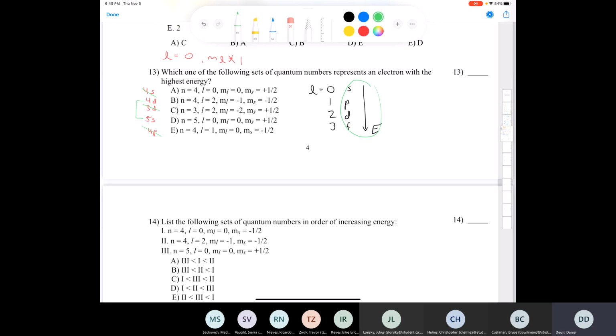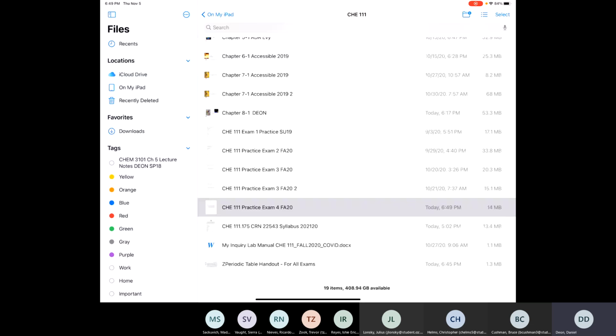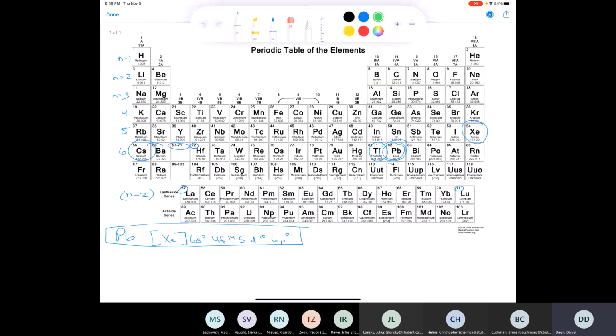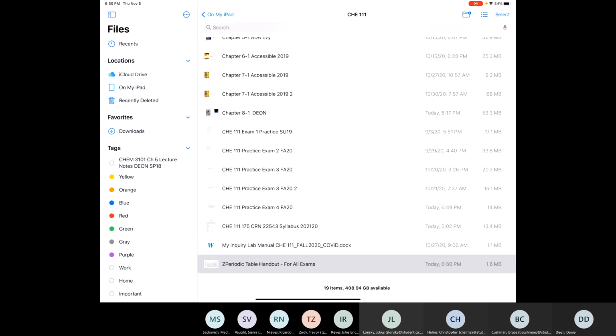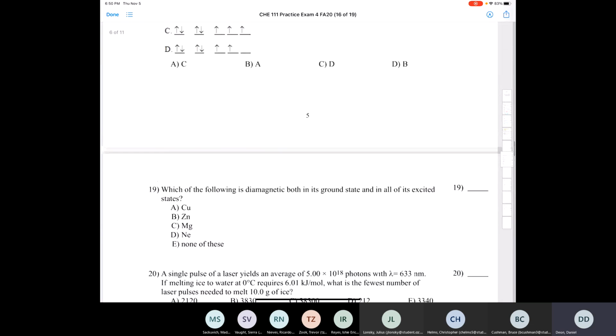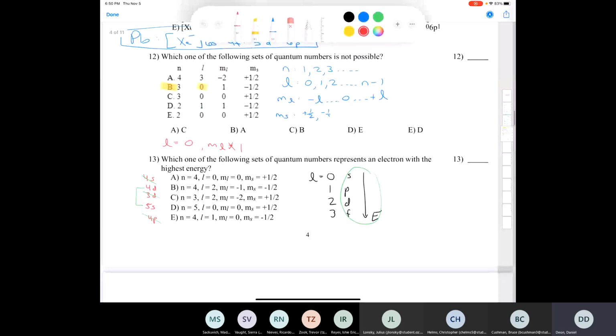Well, remember that energy depends both on n, the principal quantum number, and it depends on l, the type of orbital. If we go back to our periodic table and we compare those two, here we have n is equal to 1, 2, 3, 4, 5, and we're comparing a 5s, which would be here. These would be 5s electrons to here. This would be 4d. And since the 4d come after the 5s, they're going to be higher in energy. And so our answer will be B.